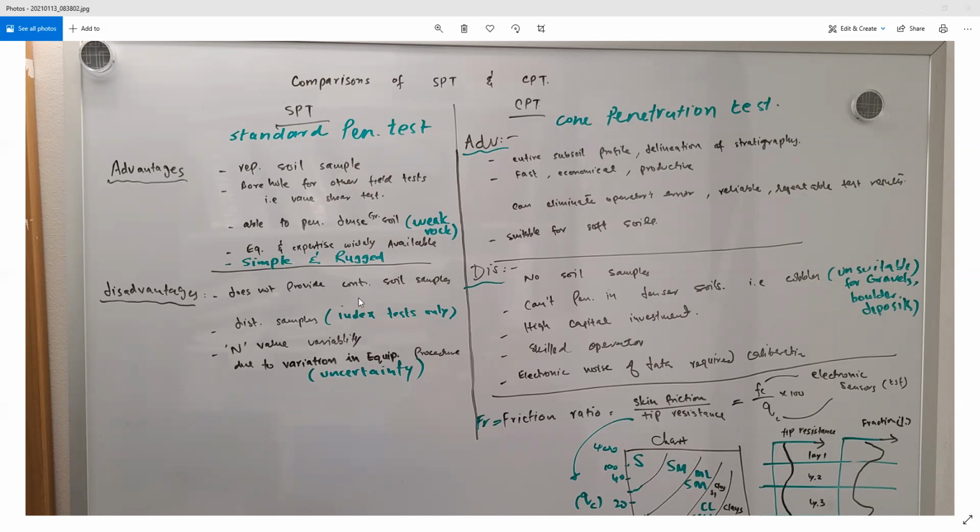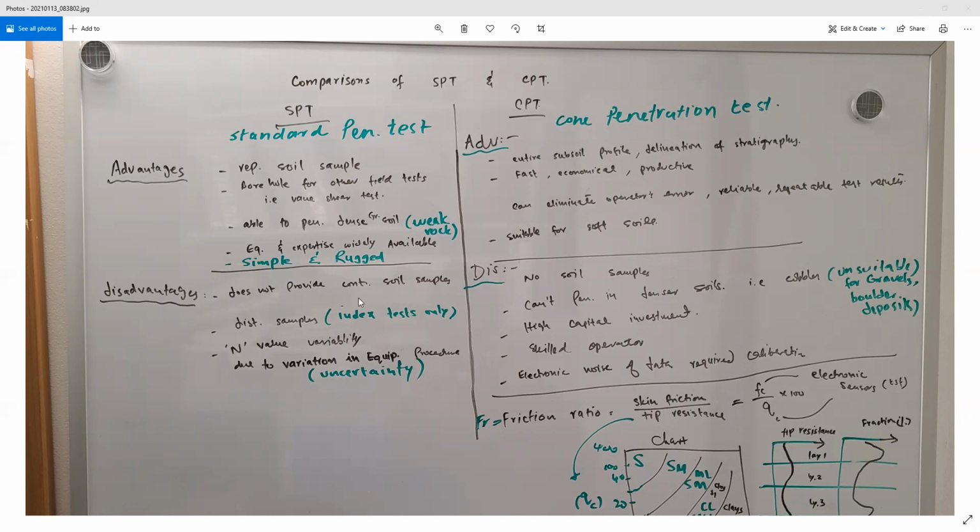The second big drawback is the disturbed samples. Then we have another drawback, which is significant variability of measured penetration resistance that we normally define as N. That can occur due to the considerable variation of apparatus and procedures.